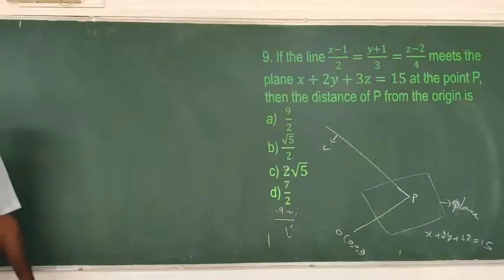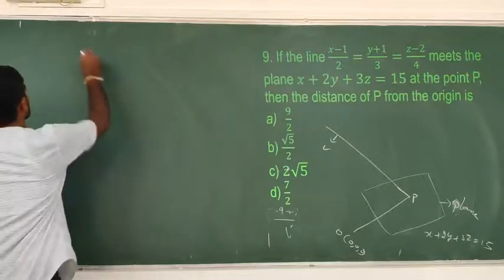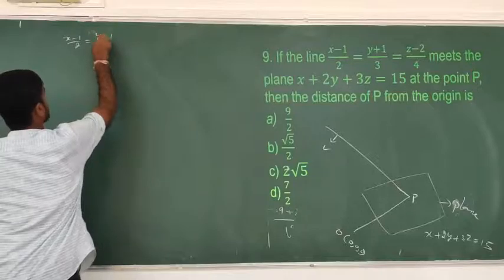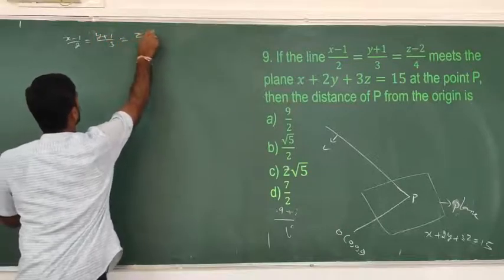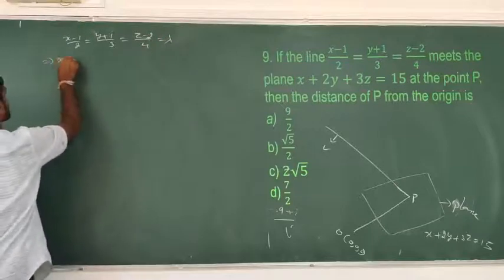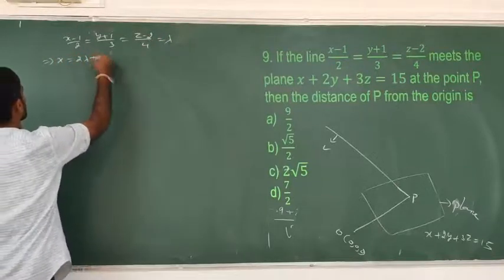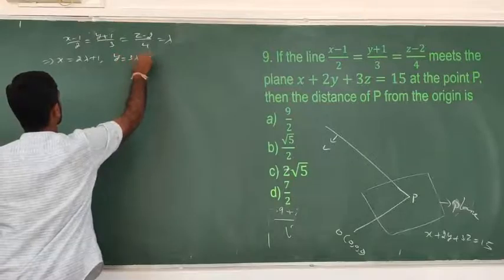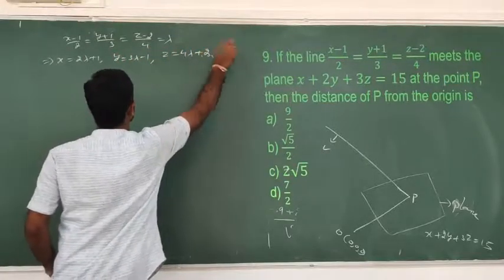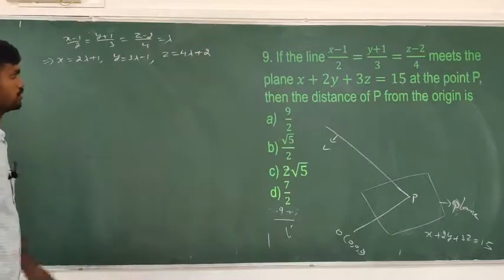Okay, so for that, let us take x minus 1 by 2 is equal to y plus 1 by 3 is equal to z minus 2 by 4 is equal to some lambda. So this implies that x is equal to 2 lambda plus 1, then y is equal to 3 lambda minus 1 and z is equal to 4 lambda plus 2. The value of z is 4 lambda plus 2.